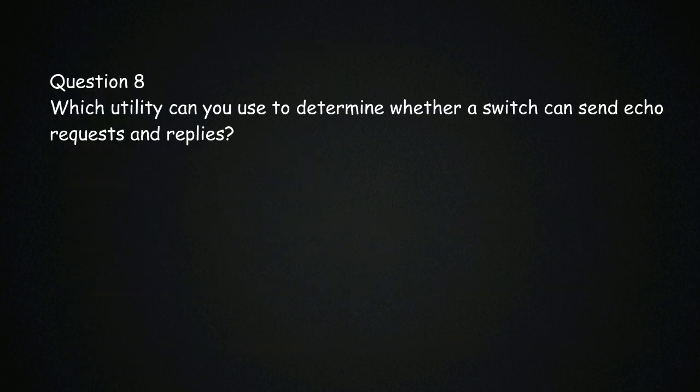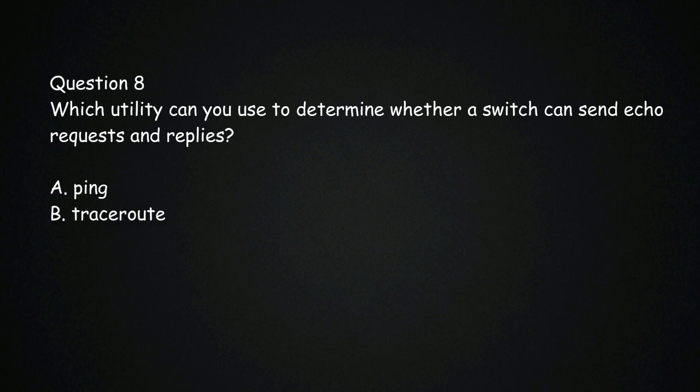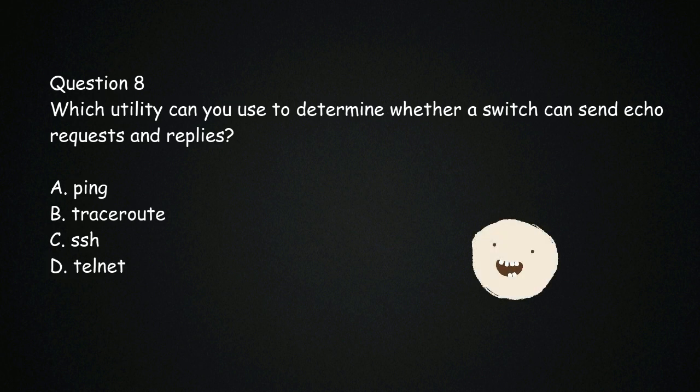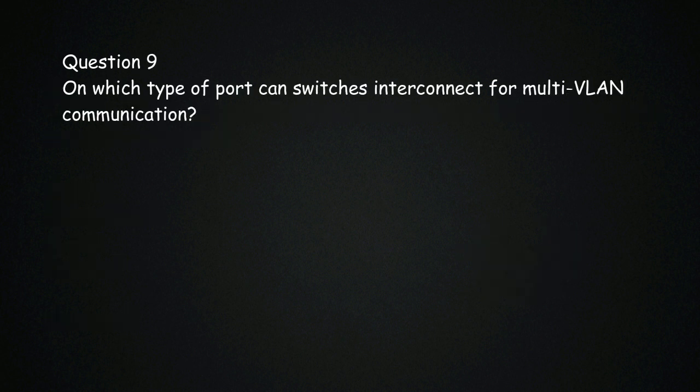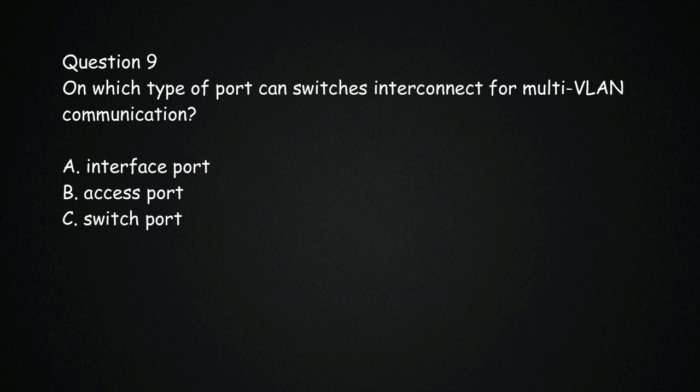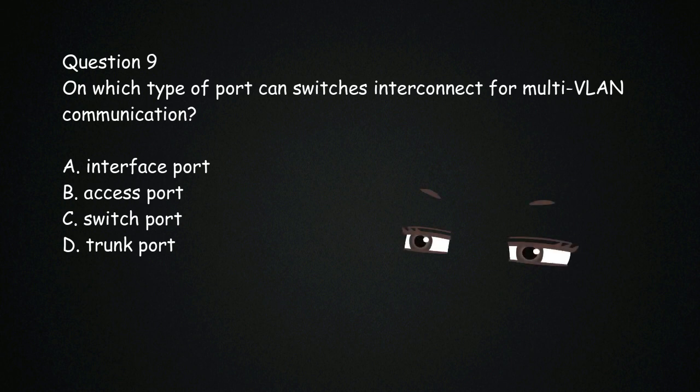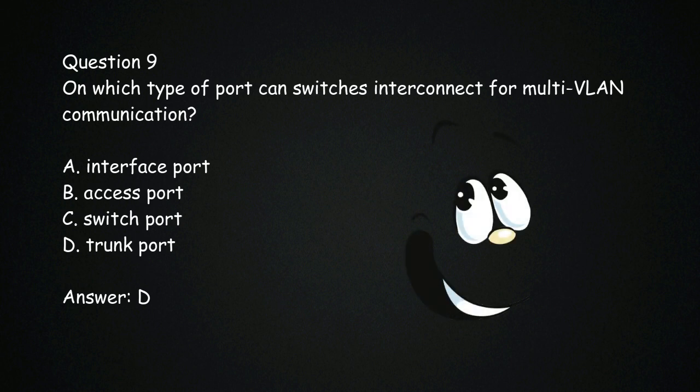Question 8. Which utility can you use to determine whether a switch can send echo requests and replies? A. Ping. B. Traceroute. C. SSH. D. Telnet. Answer is A. Question 9. On which type of port can switches interconnect for multi-VLAN communication? A. Interface port. B. Access port. C. Switch port. D. Trunk port. Answer is D.